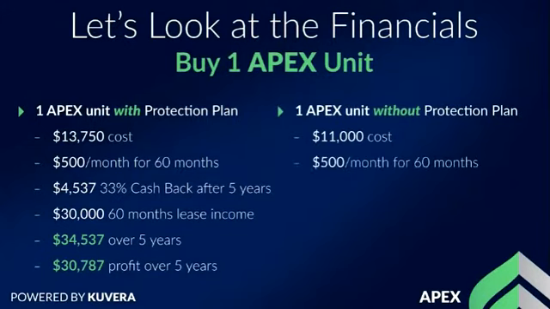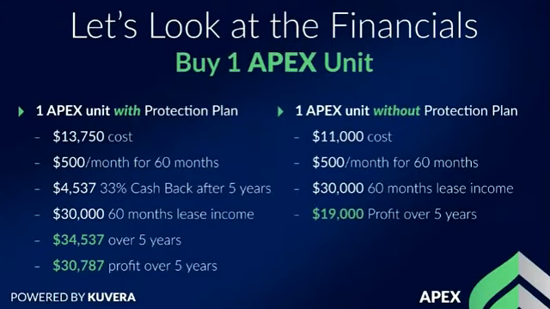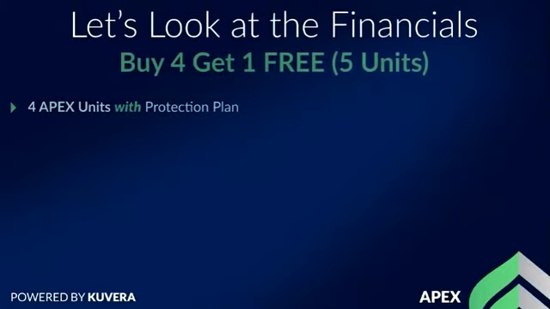Now, if I do without the protection plan, I pay $11,000 for my unit. I still get $500 on the lease, so $30,000 after 60 months. But if I take out my $11,000, then my profitability goes down dramatically, right? So your protection plan gives you better financials.